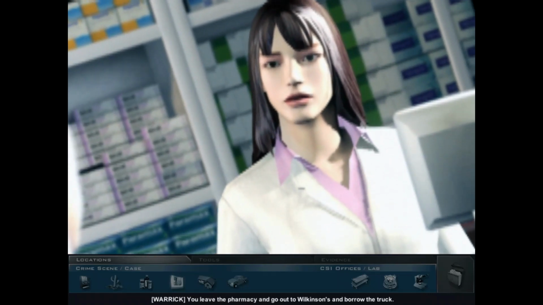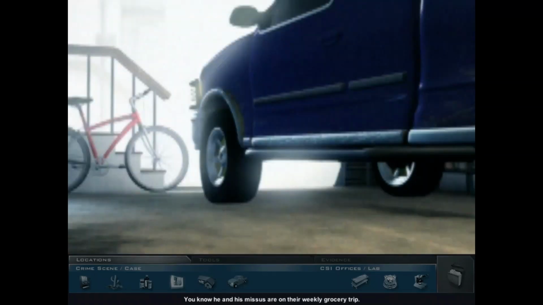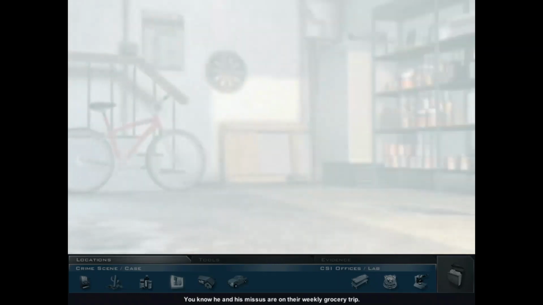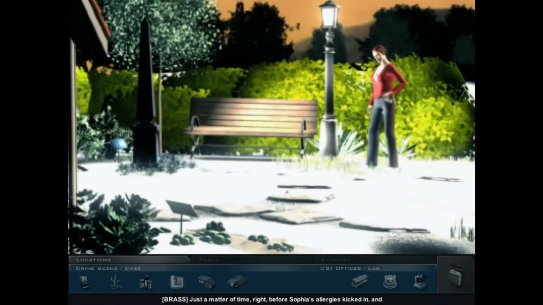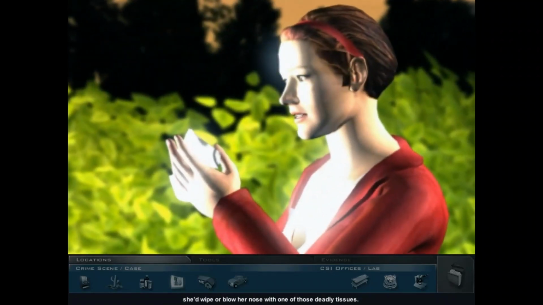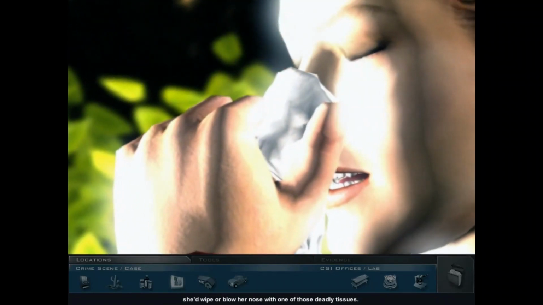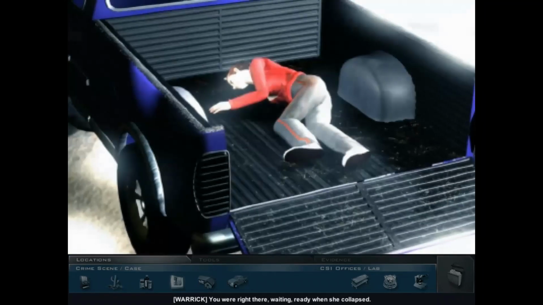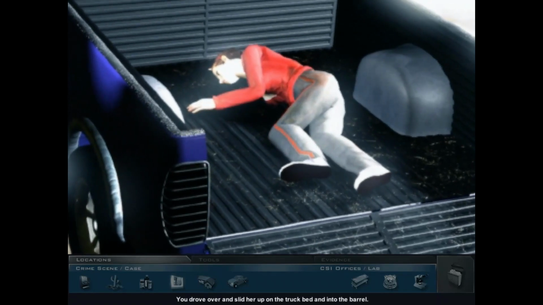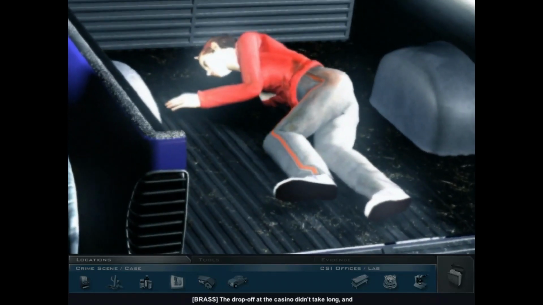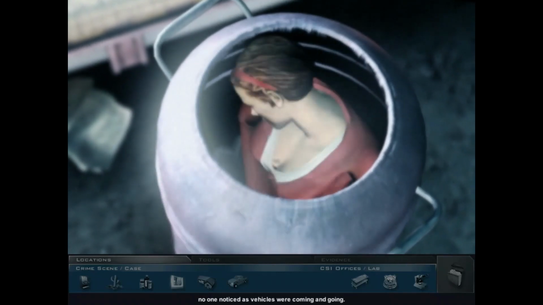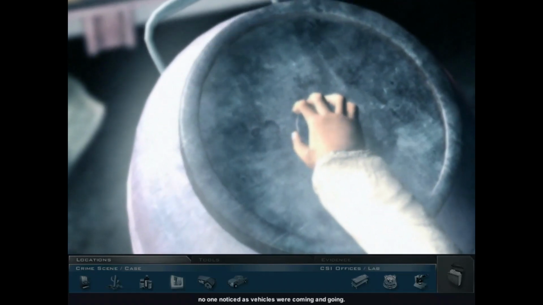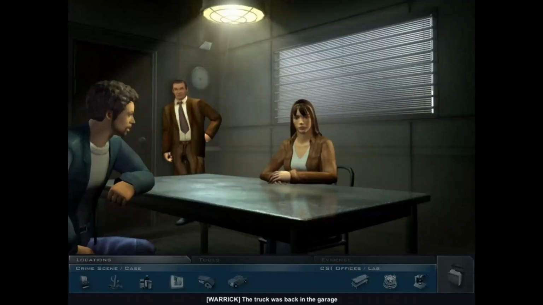You leave the pharmacy and go out to Wilkinson's and borrow the truck. You know he and his missus are on their weekly grocery trip. Just a matter of time, right? Before Sophia's allergies kicked in, and she'd wipe or blow her nose with one of those deadly tissues. You were right there and waiting, ready when she collapsed. And you drove over and slid her up on the truck bed and into the barrel. The drop-off at the casino didn't take long, and no one noticed as vehicles were coming and going. The truck was back in the garage before the Wilkinsons could even know it was missing.